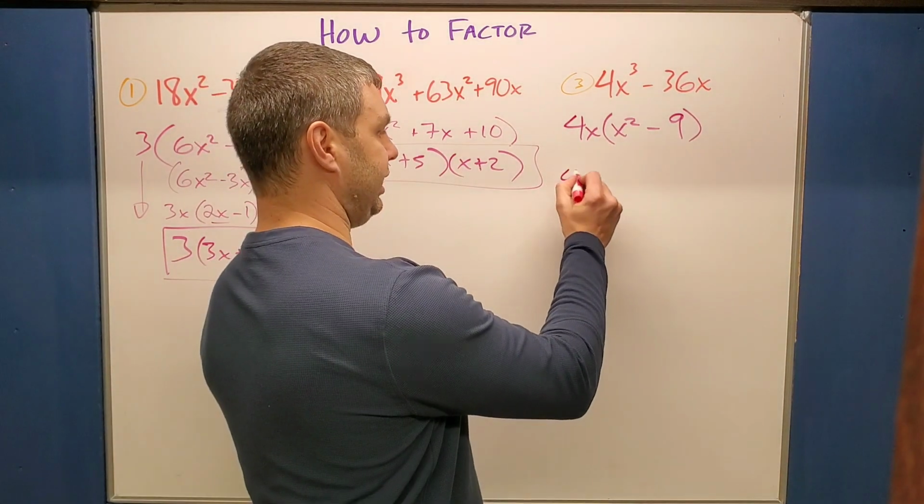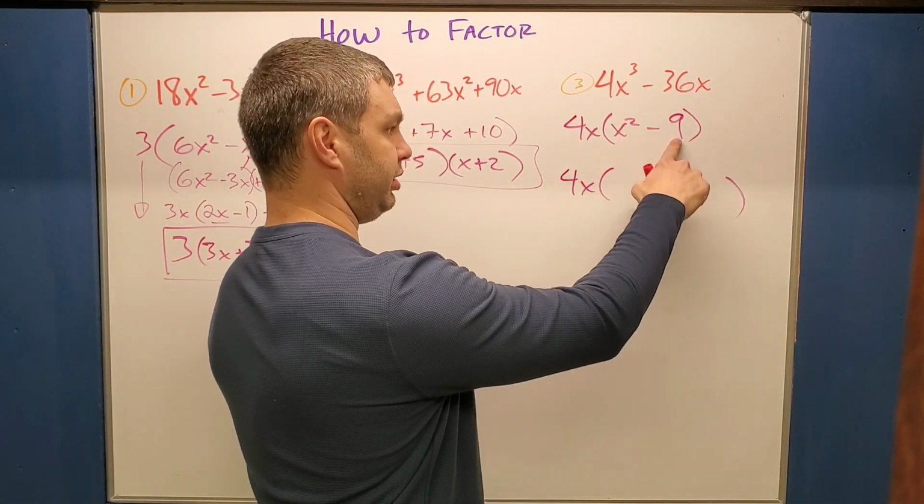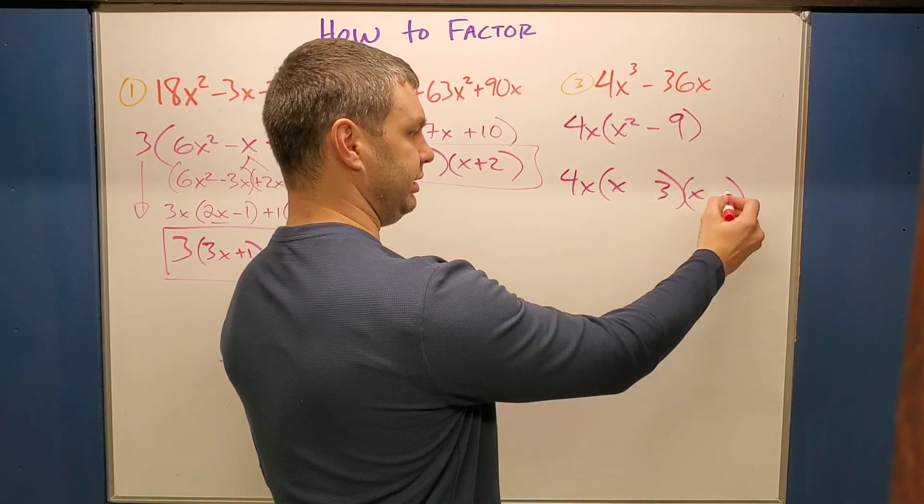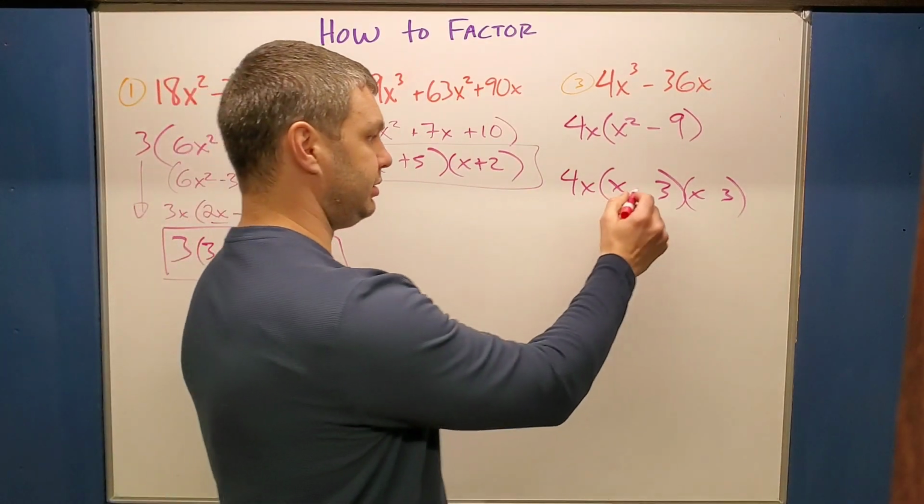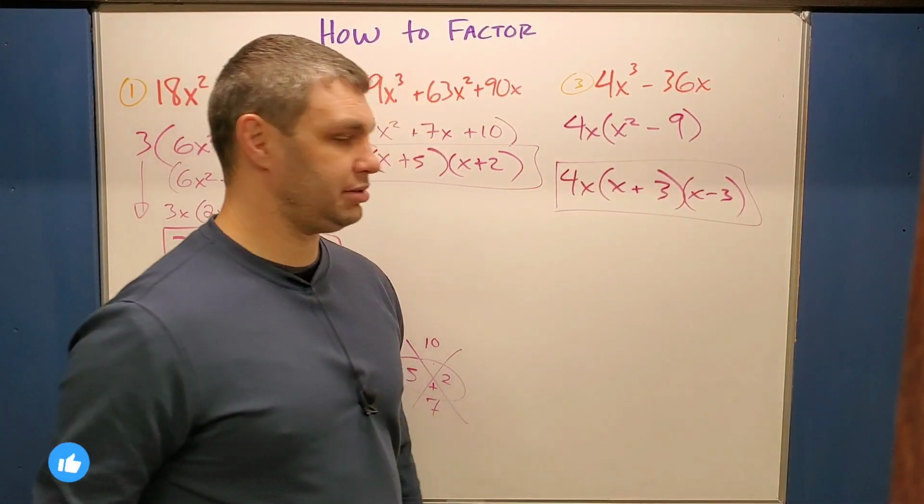And if you remember how to do that, I'm going to have my 4x in front, and then I'm going to take the square root of both of those. Square root of x squared is x. That goes first. Square root of 9 is 3. That goes second. And then what goes in the middle? A plus and a minus. So together, that is my answer for that one.